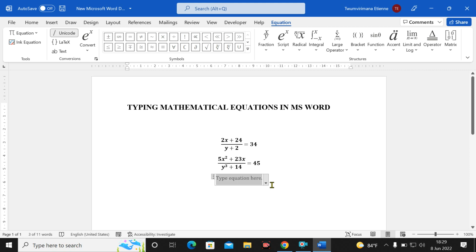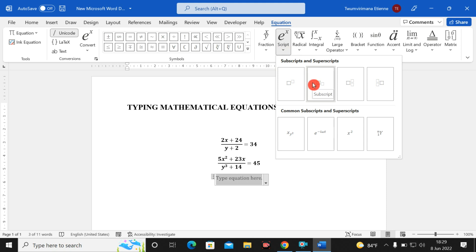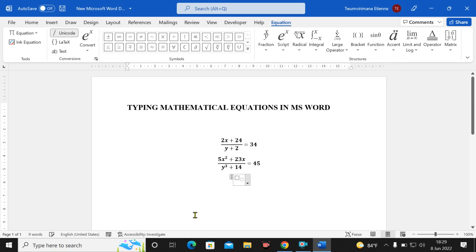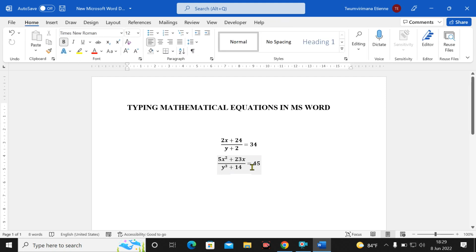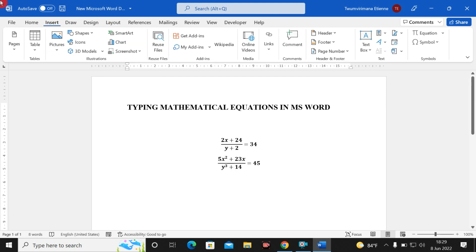Also, if it is an equation that requires a script with a subscript, you can just click here and add it. Maybe you are just going to type your equation with the base. Maybe it is 8, and here there is 2, there is whatever, here there is x, there is whatever. Once you want to use subscript, you can go there and use it.